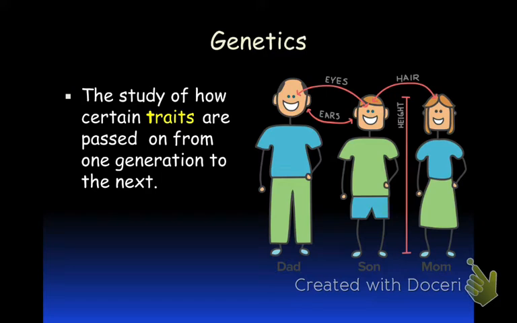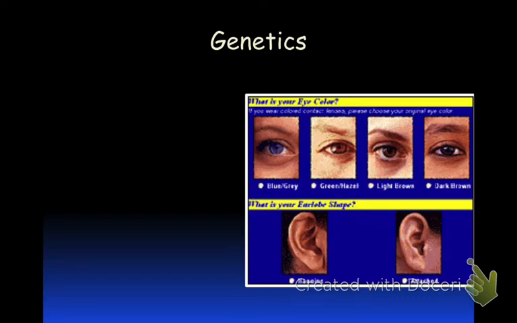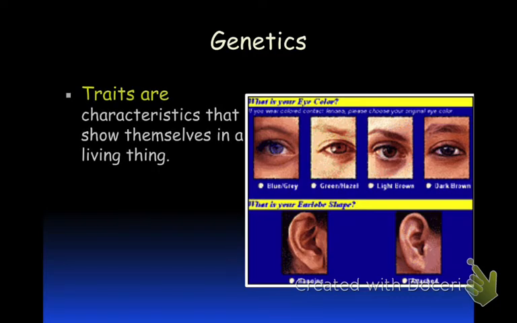We're going to see that there's thousands of different traits. Not all of them get expressed in a way that you can see them. Some are only kind of hidden, and you can only determine them through genetic testing. So traits are those characteristics that show themselves in a living thing. And again, you can see some traits, and other traits you cannot tell that you have until you've been tested for them.